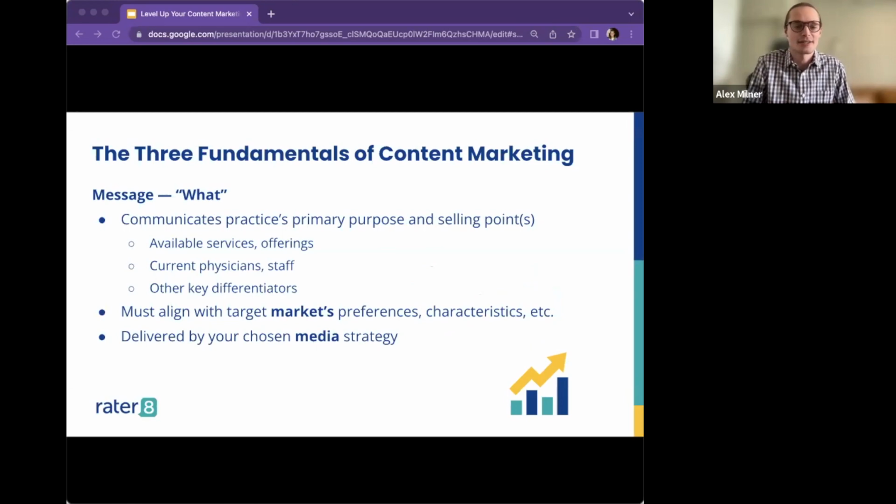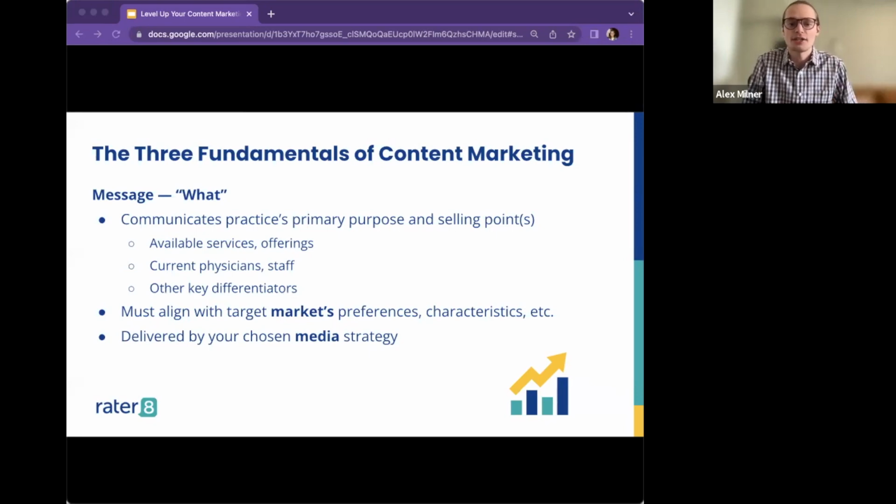And so next, our fundamental is message. As its name suggests, your practice's message communicates your primary purpose and selling points, and it delivers it through your chosen marketing strategy, which, to skip ahead, is media. In the simplest terms, message is your practice's what. It is what your practice offers, what makes it unique, and what comprises it. So your available services and offerings, your current physicians and staff, and other key differentiators that separate you from your competition or similar practices in the area.